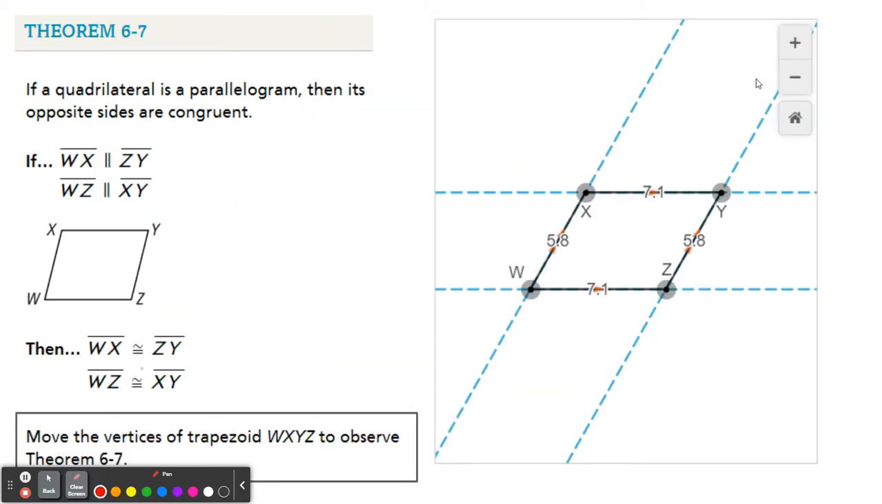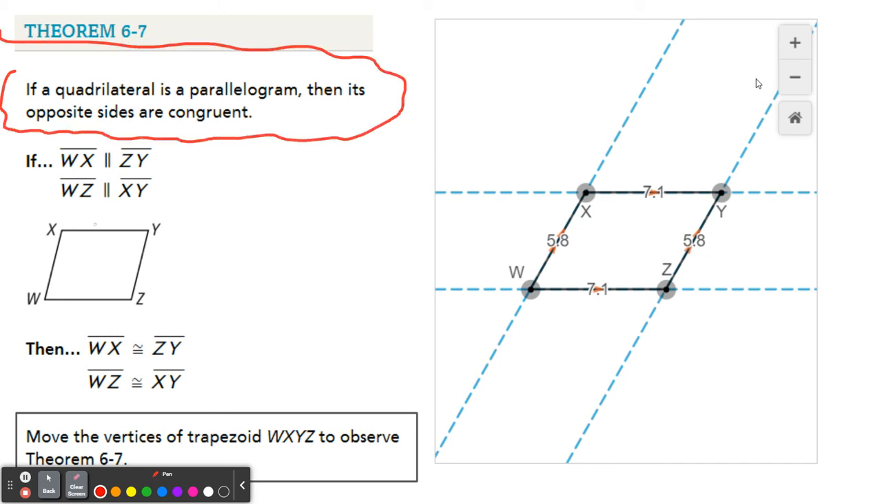So here is the formal theorem. If a quadrilateral is a parallelogram, then its opposite sides are congruent. So we know that WX is parallel to ZY, and WZ is parallel to XY, so then those opposite sides are also congruent. If you look here in the picture, 5.8 equals 5.8, 7.1 equals 7.1.